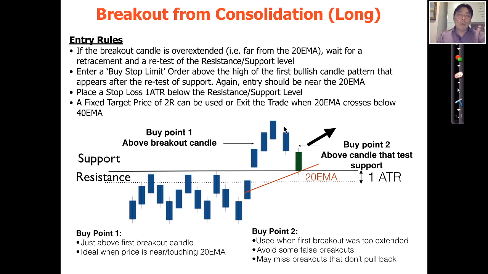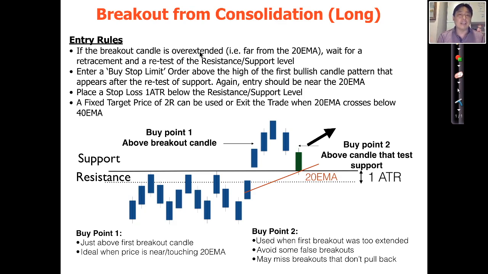I buy only when it retraces back to the resistance-turned-support level. And again, at this point when I'm going to enter, I want to ensure that it's near the 20 moving average. So when I see that, I'll put my buy order, again a buy stop limit order, a few cents above the high of that candle. And similarly, my stop loss is placed 1 ATR below the support and resistance level. Okay? So let me just read basically what I just talked about.